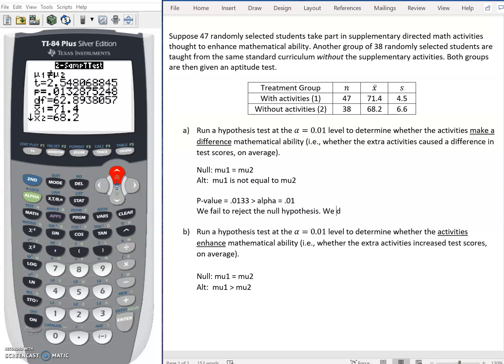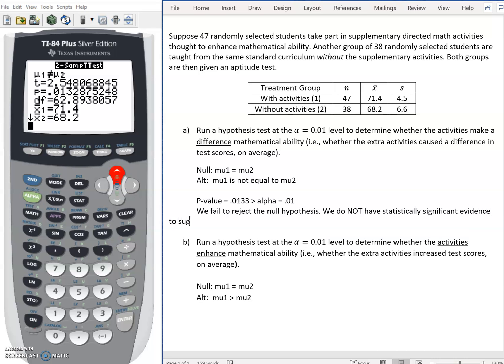Right, what does that mean? We do not have statistically significant evidence to suggest that the math activities increased mathematical ability. Right, and basically we're saying, well, two things. First of all, I should say on average, because we're talking about averages here, right?